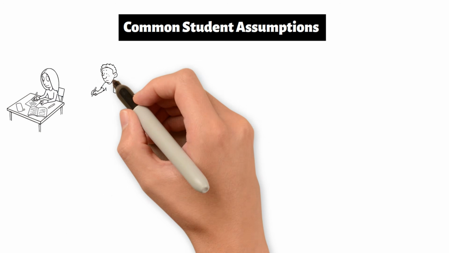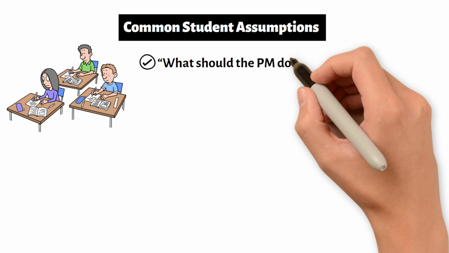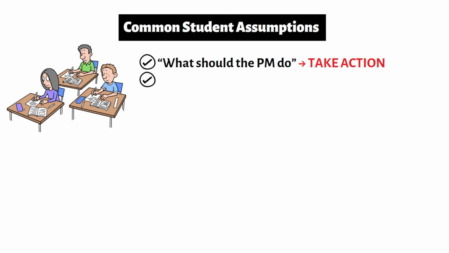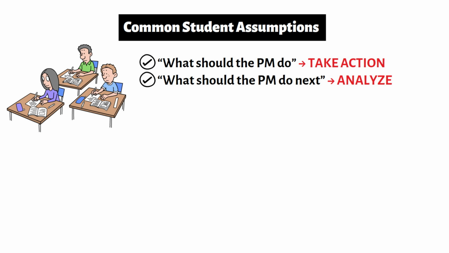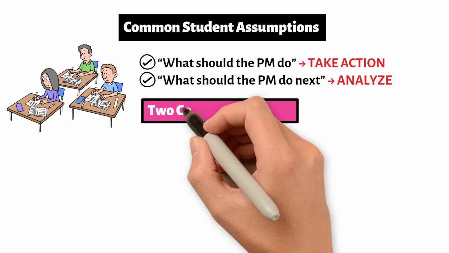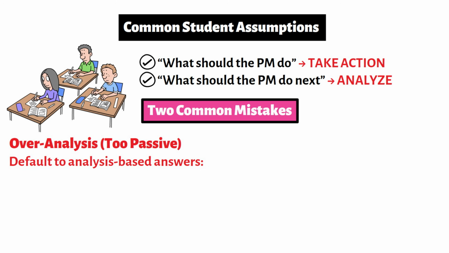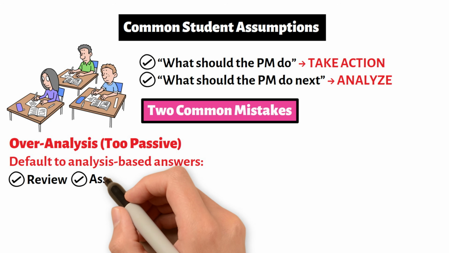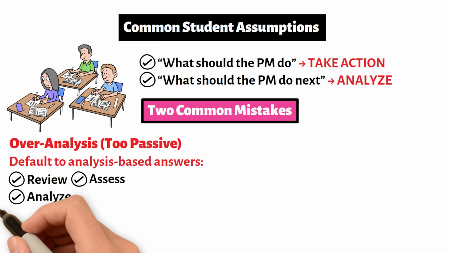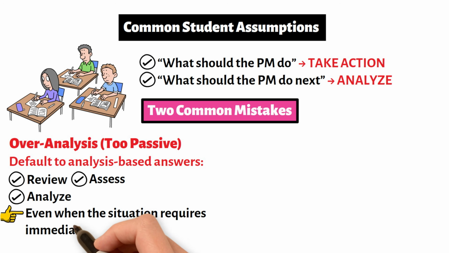Some students approach these questions with simple assumptions. What should the project manager do means take action. What should the project manager do next is always analyze. While this sounds logical, it leads to 2 common mistakes. Some students always choose analysis. They pick answers like review, assess, analyze, even when the situation clearly calls for action.